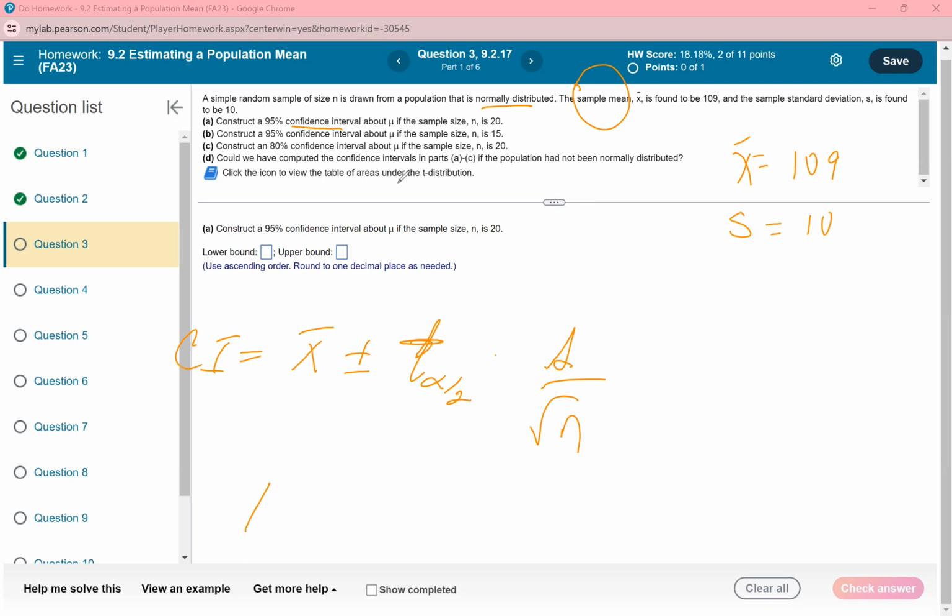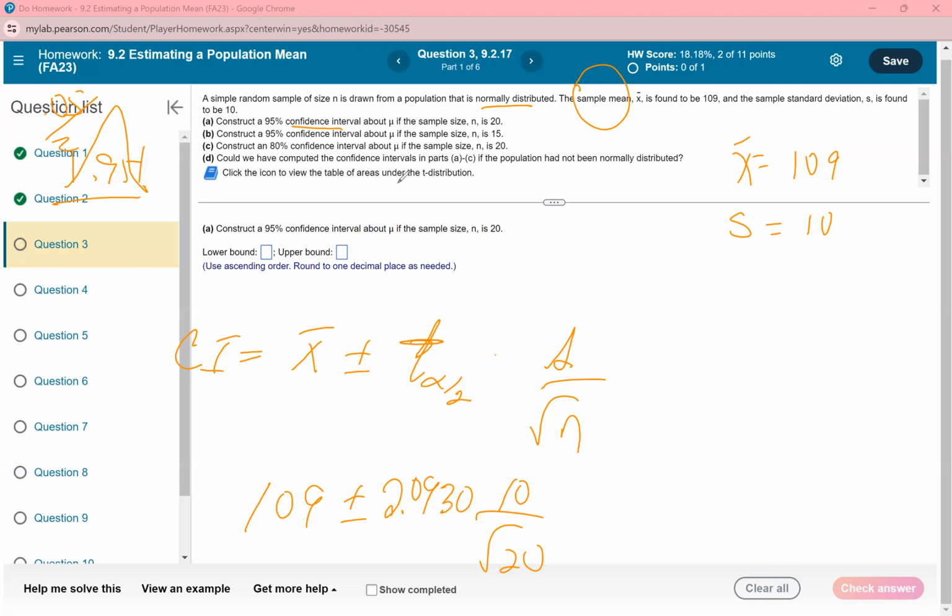So my x bar was 109 plus or minus. That first one wants to be 95% confident. 95 is in the middle, so I need to take 0.05 divided by 2 for my inverse t. So we're going to do inverse t, 0.05 divided by 2. Degrees of freedom. Well, the sample size is 20, so my degrees of freedom is going to be 19.